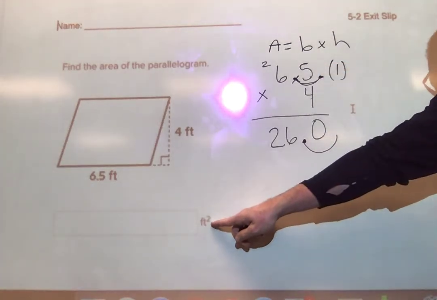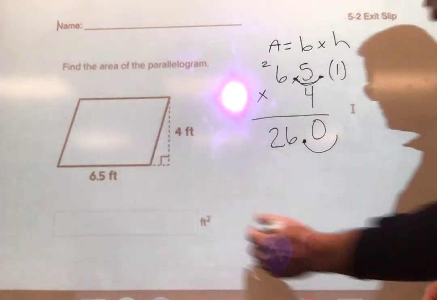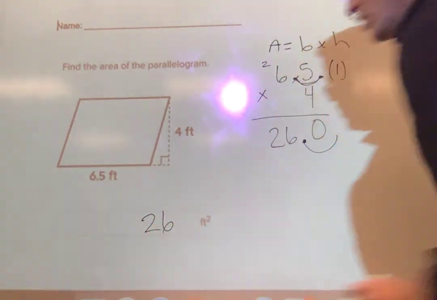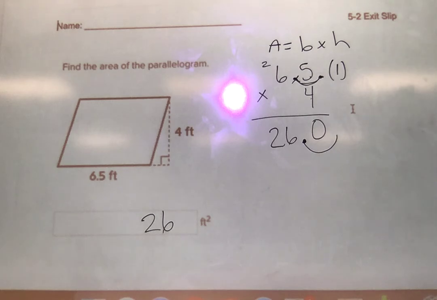Notice my label is square feet. I've got the label in there for you. So inside here there would be 26 square feet of area.